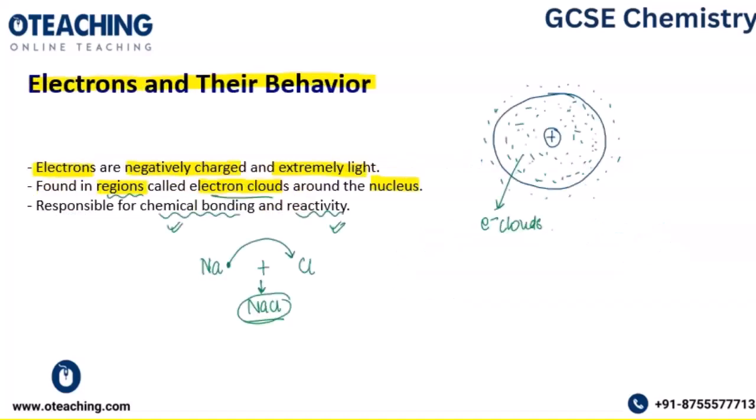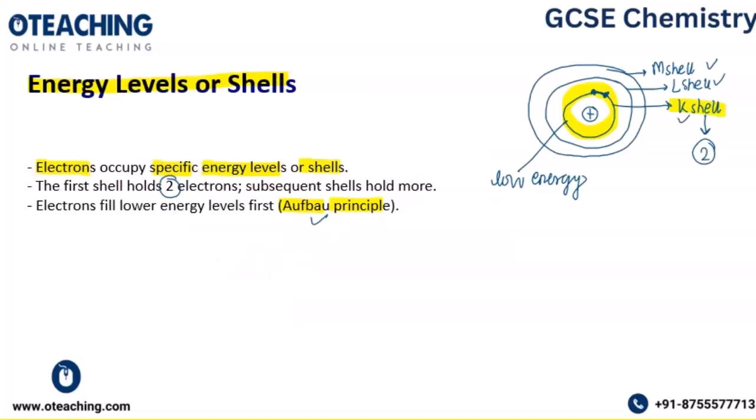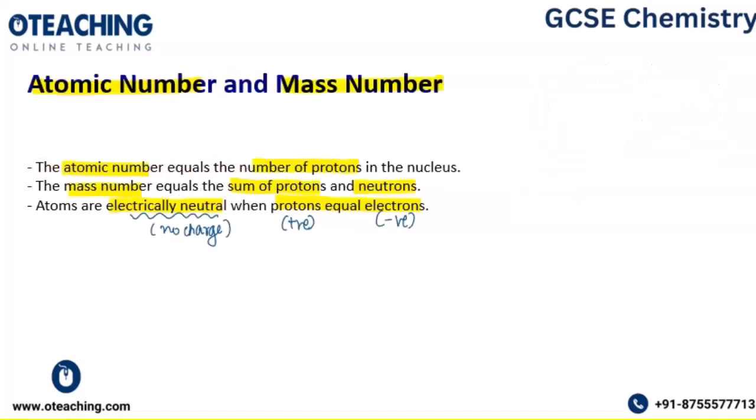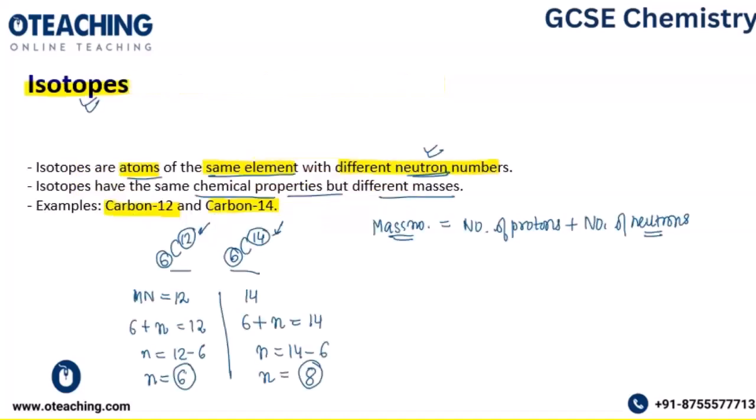Then electrons and their behavior. After that, energy levels, that electrons revolve in specific energy levels. K shell, the first shell, can occupy only 2 electrons, and further shells can occupy only 8 electrons. Atomic number is the number of protons, and mass number is the sum of protons and neutrons. Isotopes are atoms of the same element with different neutron numbers or different masses, but they have the same chemical properties. For example, carbon-12 and carbon-14.